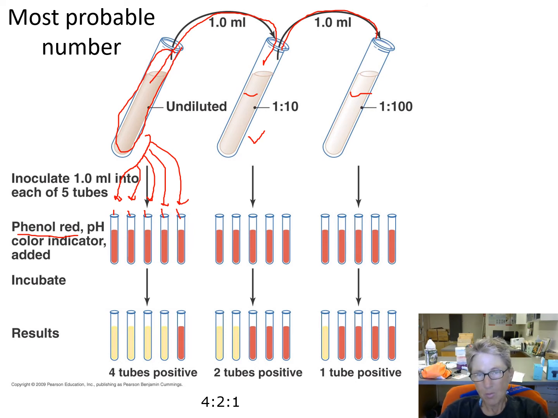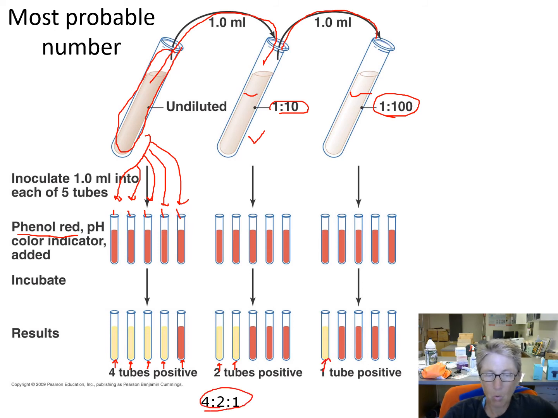And then you do the same thing for your 1 to 10 dilution, and you do the exact same thing for your 1 to 100 dilutions. And then you look at your results. So from the undiluted sample, you had 4 tubes testing positive, so that were acidic, and 1 was red. In your 1 to 10 dilution, you have 2 tubes positive, and in your 1 to 100 dilution, you have 1 tube positive. Then you take those numbers, 4, 2, 1. So 4, 2, 1, and you use it to look at a chart.